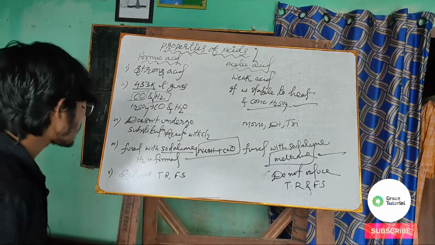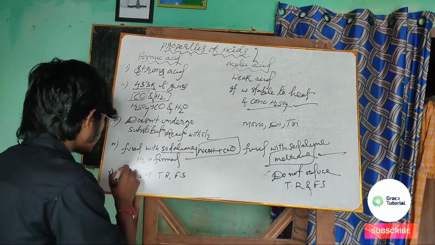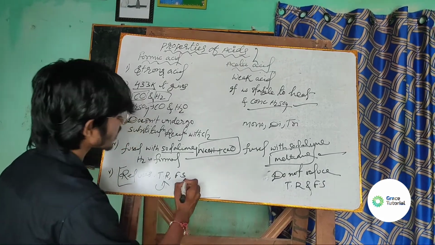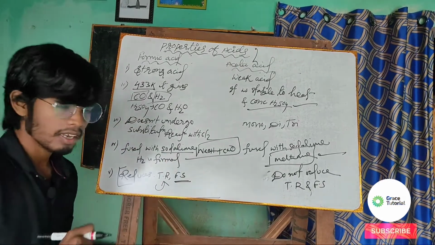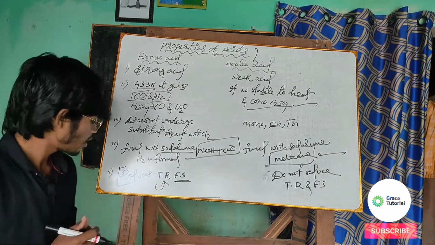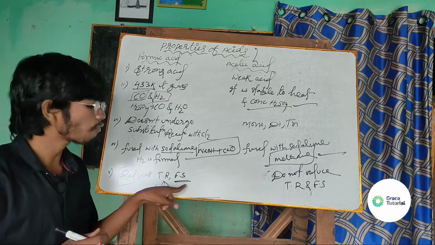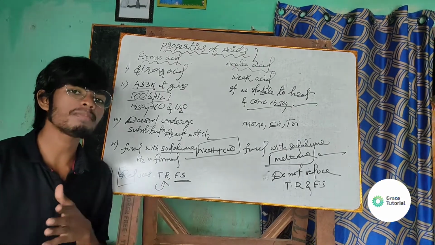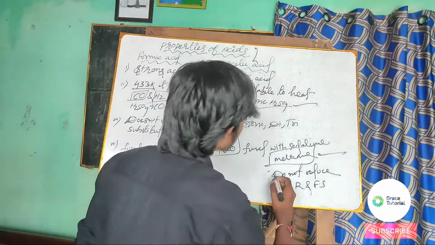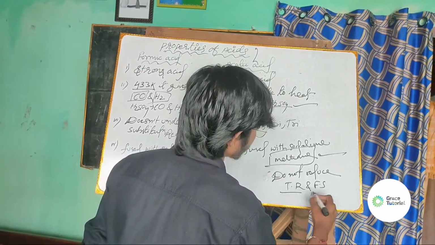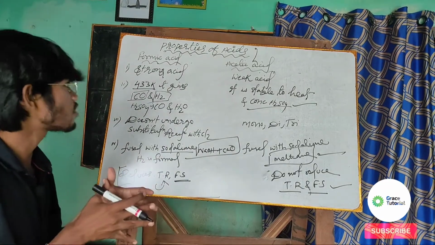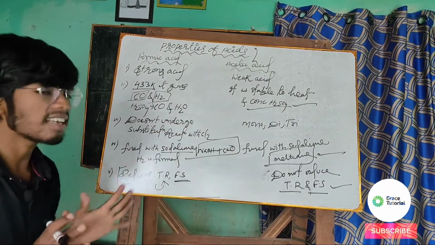And at last, the difference I would like to mention is that formic acid has the tendency to reduce the Tollens reagent as well as the Fehling solution. It can reduce the Tollens reagent to form the silver mirror, and it can also reduce the Fehling solution to form the red-brown precipitate of Cu2O. But acetic acid does not reduce the Tollens reagent or the Fehling solution. So that is the difference between formic acid and acetic acid.